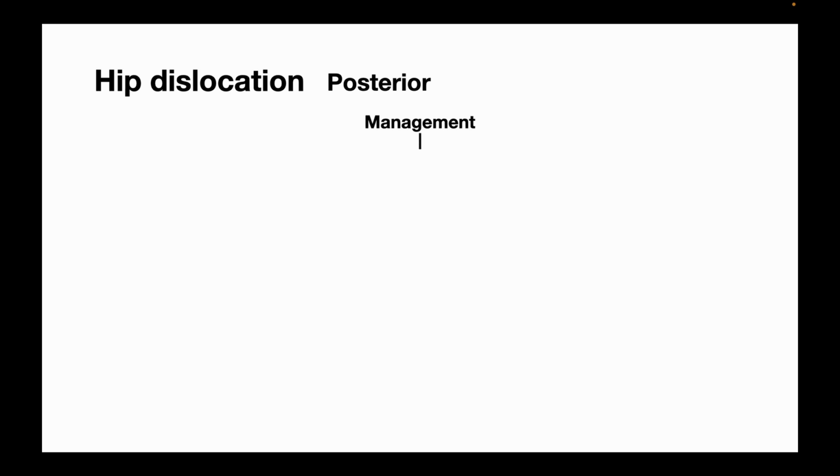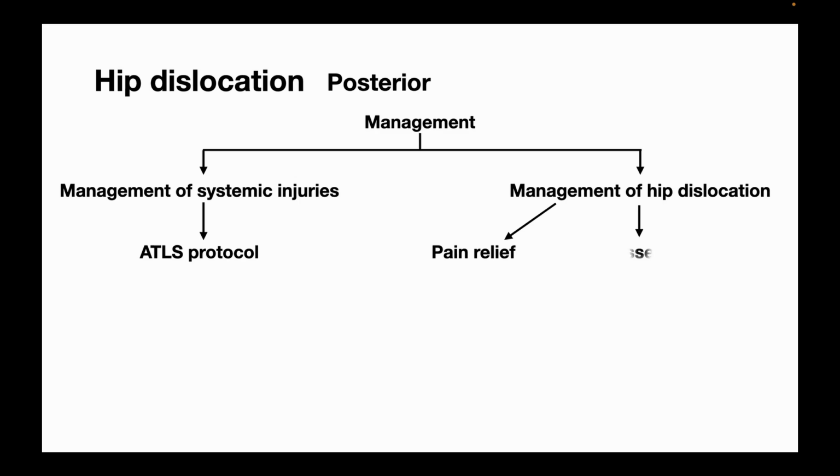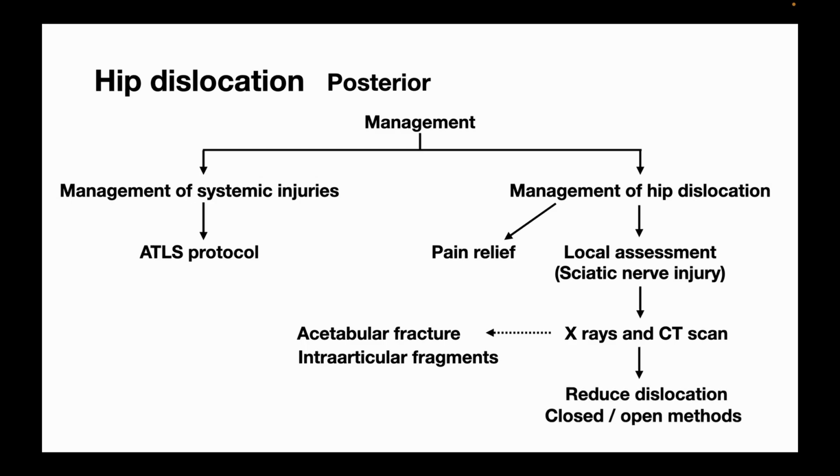Coming to management, as I mentioned earlier, these are high-velocity injuries and systemic injuries need to be suspected, and the patient is managed according to the advanced trauma life support protocol. Specific management of posterior hip dislocation includes pain relief with appropriate analgesia and local assessment including the sciatic nerve functioning. Suitable X-rays and, if safe, a CT scan is done to assess the dislocation and acetabular fractures, intra-articular fragments, and other injuries. Dislocation is reduced either by closed or open method and is re-evaluated with appropriate radiological investigation.